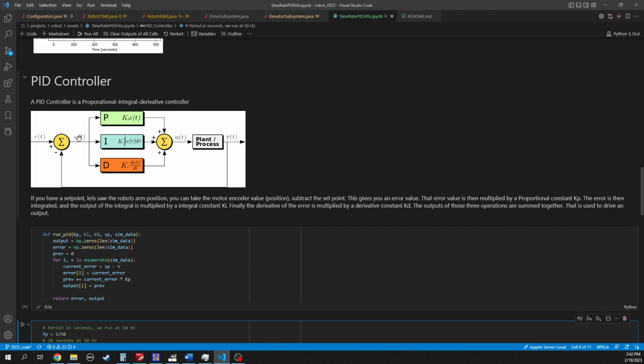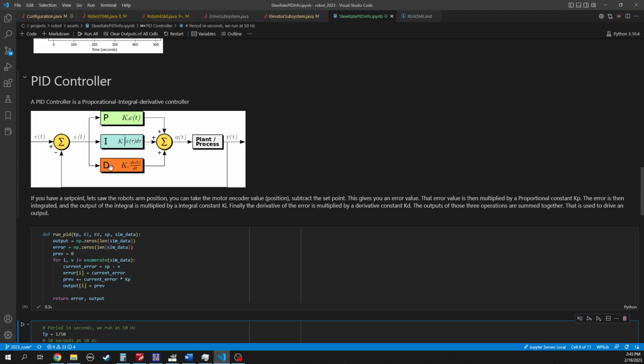So if the error is 10, then the integral at that time step is 10. If you come through this loop a second time and the error is still 10, now you're going to take 10 plus 10. Now you have 20. And as that error continues to build, that number gets larger and larger. Then you multiply that integral, that summation, by the Ki constant, and feed that to the summation block here.